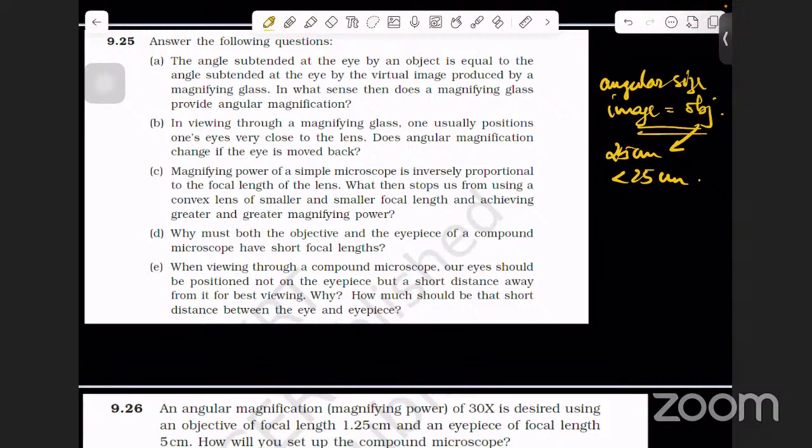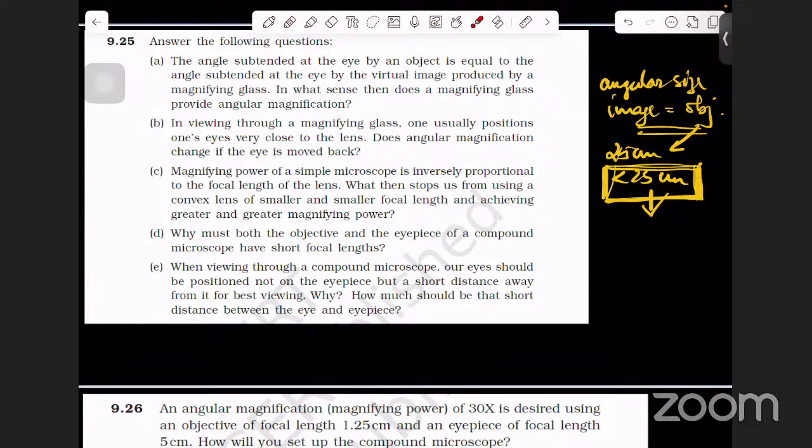So this magnifying glass providing angular magnification means that if the object is brought less than 25 centimeters in front of the eye, nearer than the near point, then it will provide the magnification for the eye to visualize. Otherwise, without the magnifying glass, the eye can't see objects which are placed less than 25 centimeters in front of the eye. That is the sense of angular magnification provided by the magnifying glass.